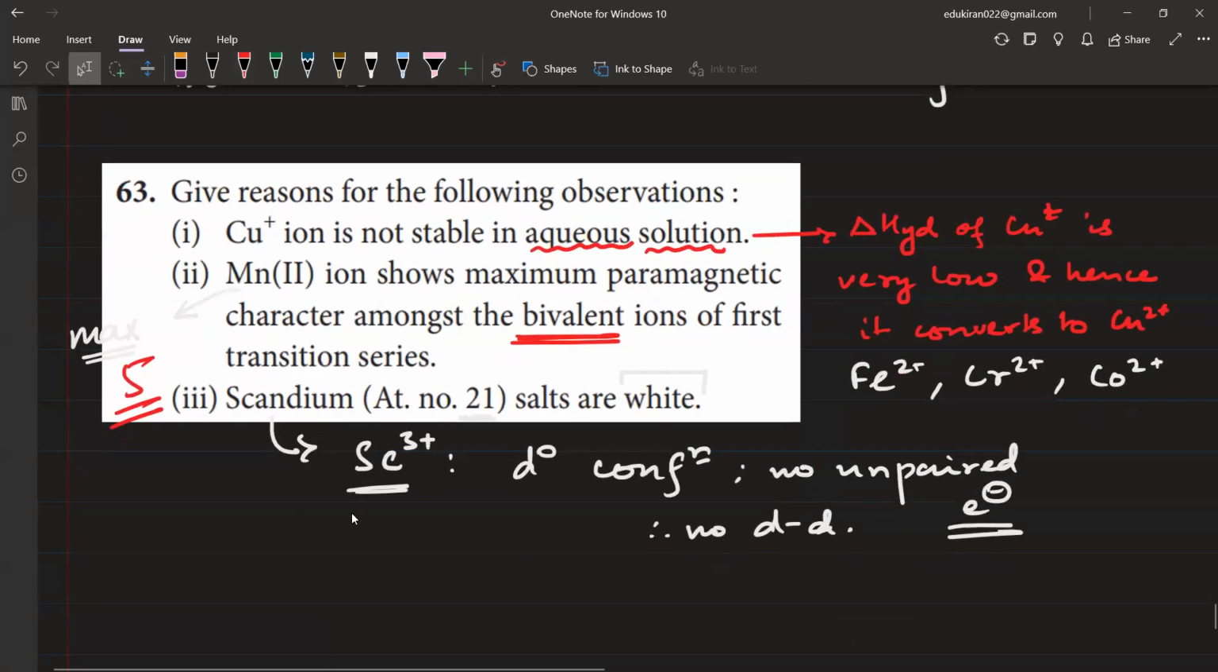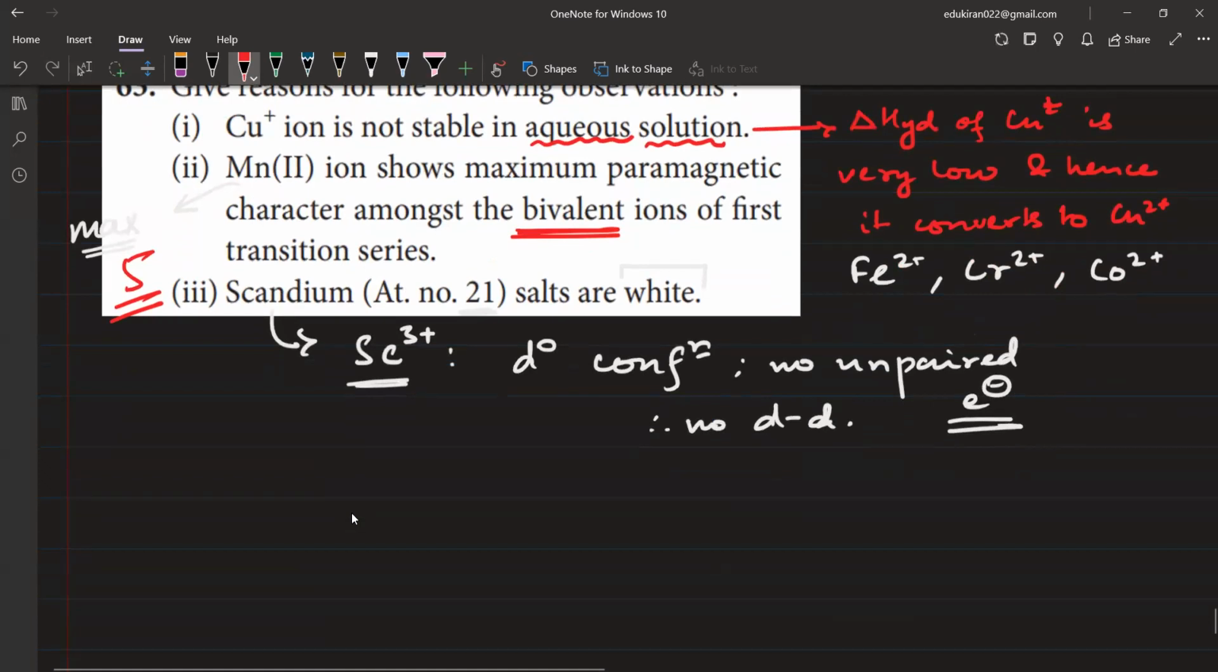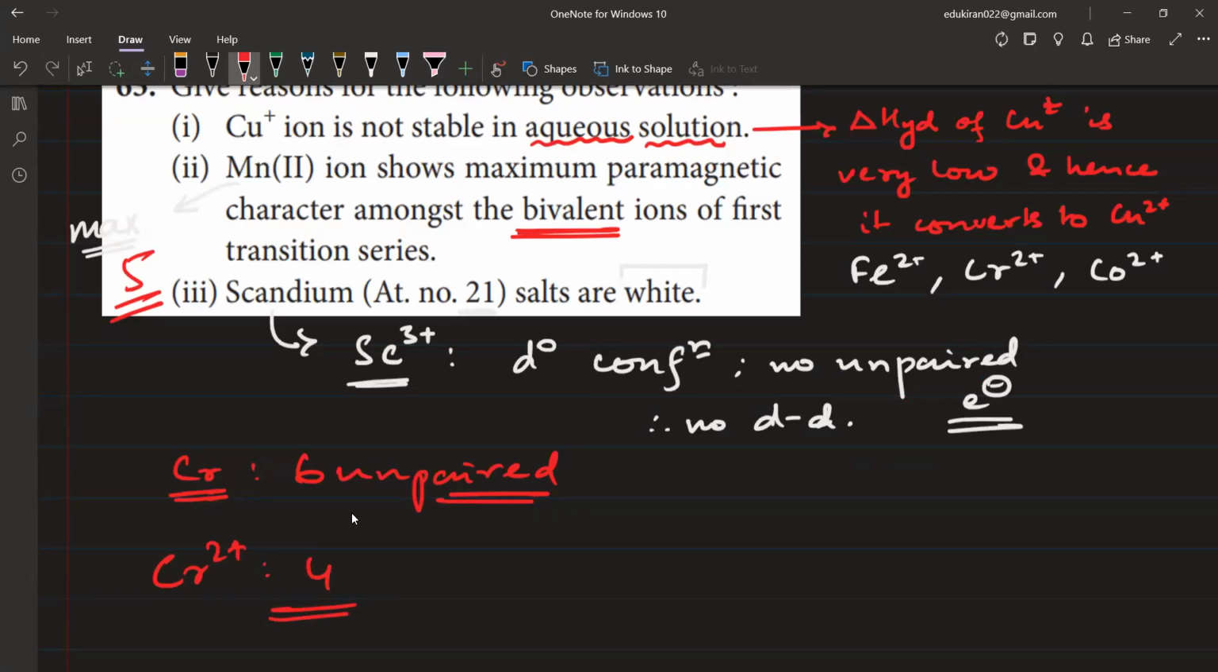लेकिन if you are going to look at simple neutral atoms, then it is chromium which is going to have 6 unpaired electrons. ठीक है, लेकिन क्रोमियम में भी जब आप कर लीजिएगा Cr2+, then it is going to have 4 unpaired electrons. Okay, bivalent molecules में आपके पास किसका होता है? Mn का होता है, the highest in the 3d series. Okay.